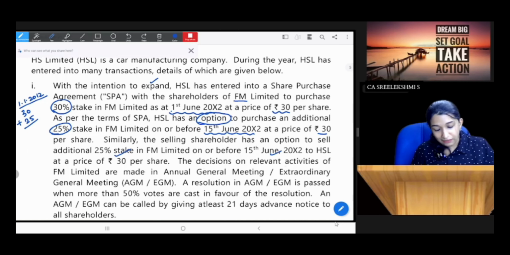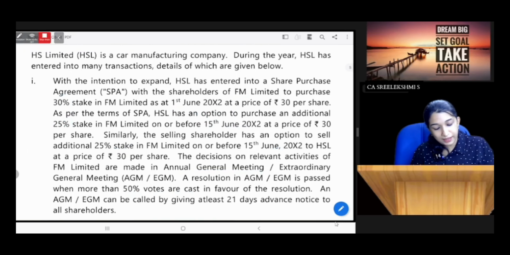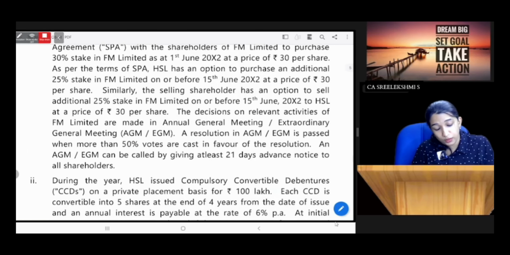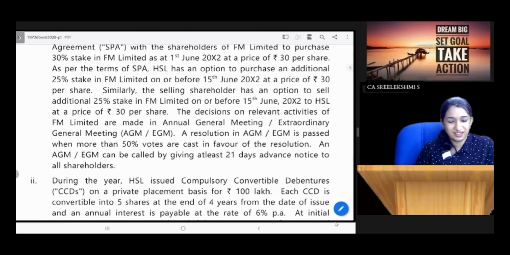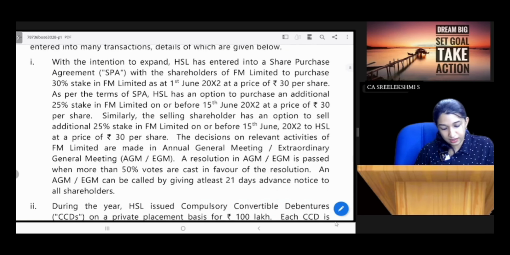The decisions on relevant activities of FM are made in an AGM or EGM. A resolution in an EGM is passed when more than 50% votes are cast in favor of the resolution. An AGM can be called by at least 21 days advance notice to all the shareholders. So what is the requirement again?